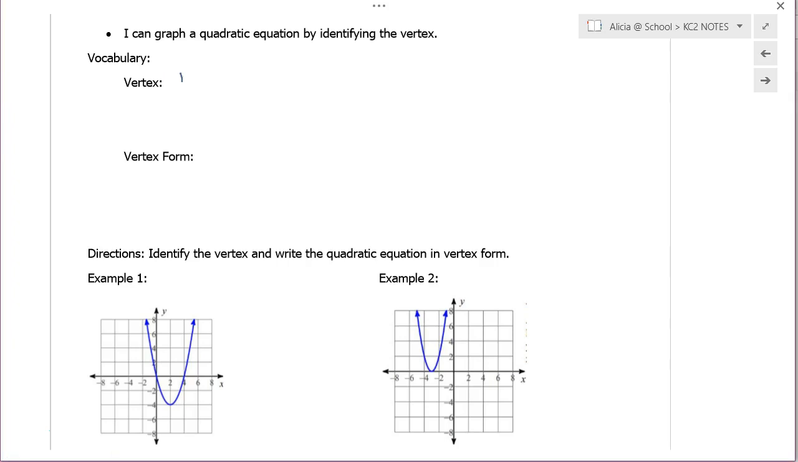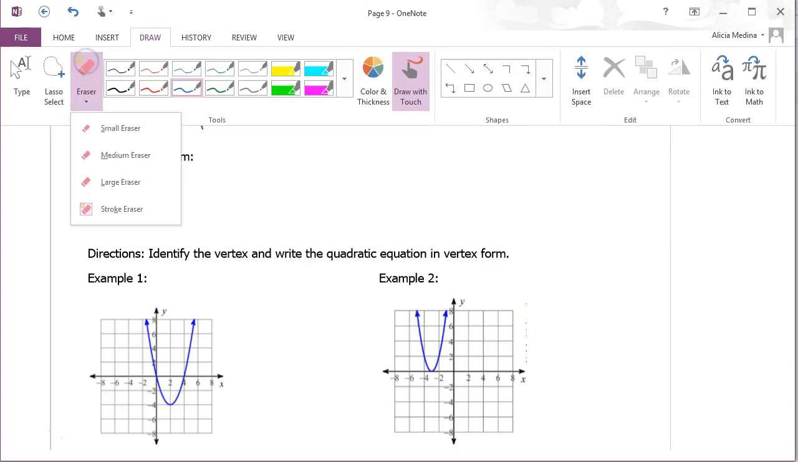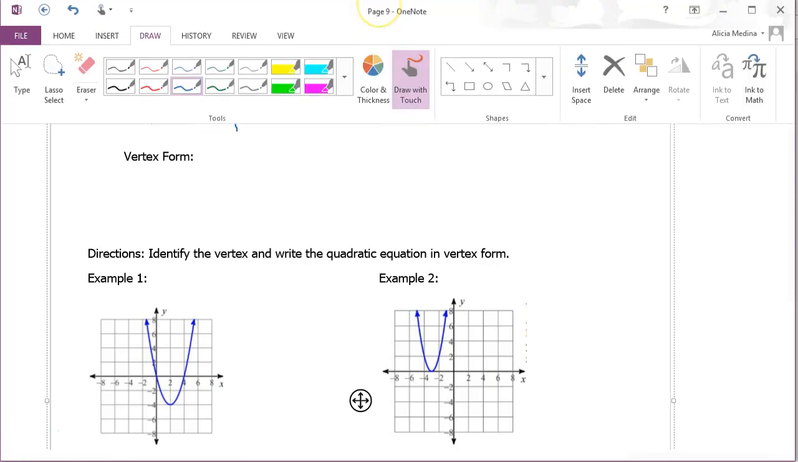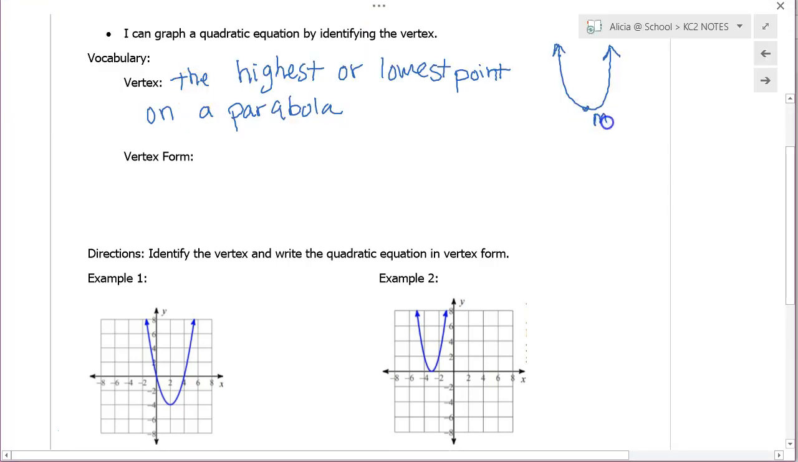A vertex is either the highest or the lowest point on a parabola. If we remember from our last video, our parabola was that U shape. So if we have the lowest point, remember that's when our A was positive, opening upward. That lowest point right there is what our vertex is. We call that a minimum.